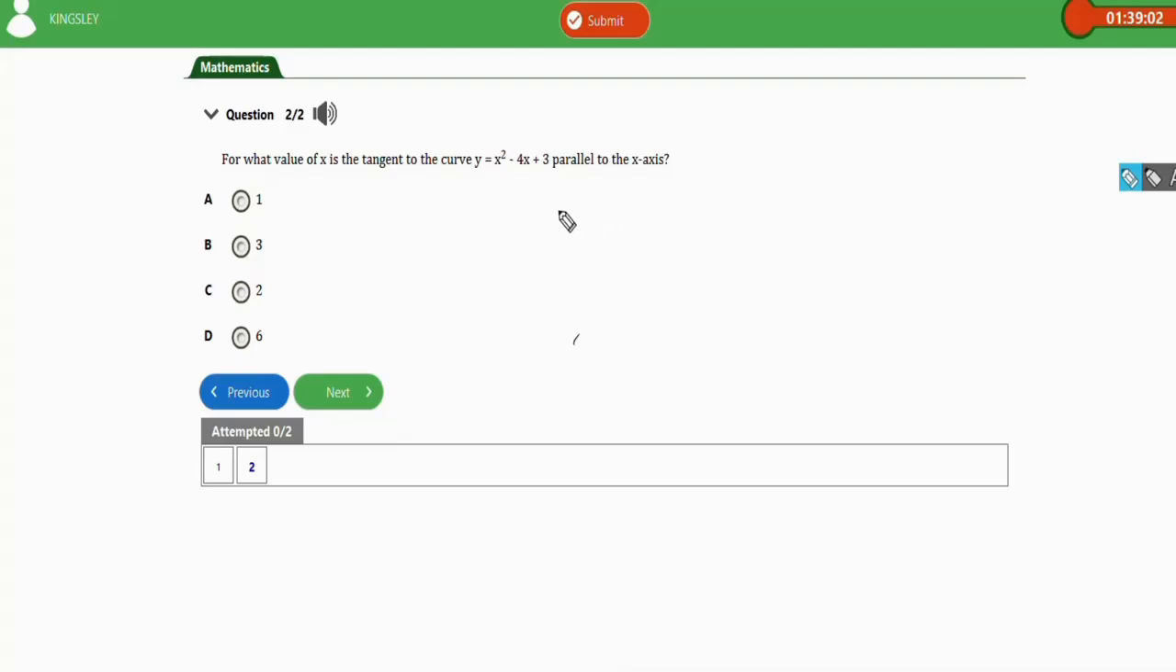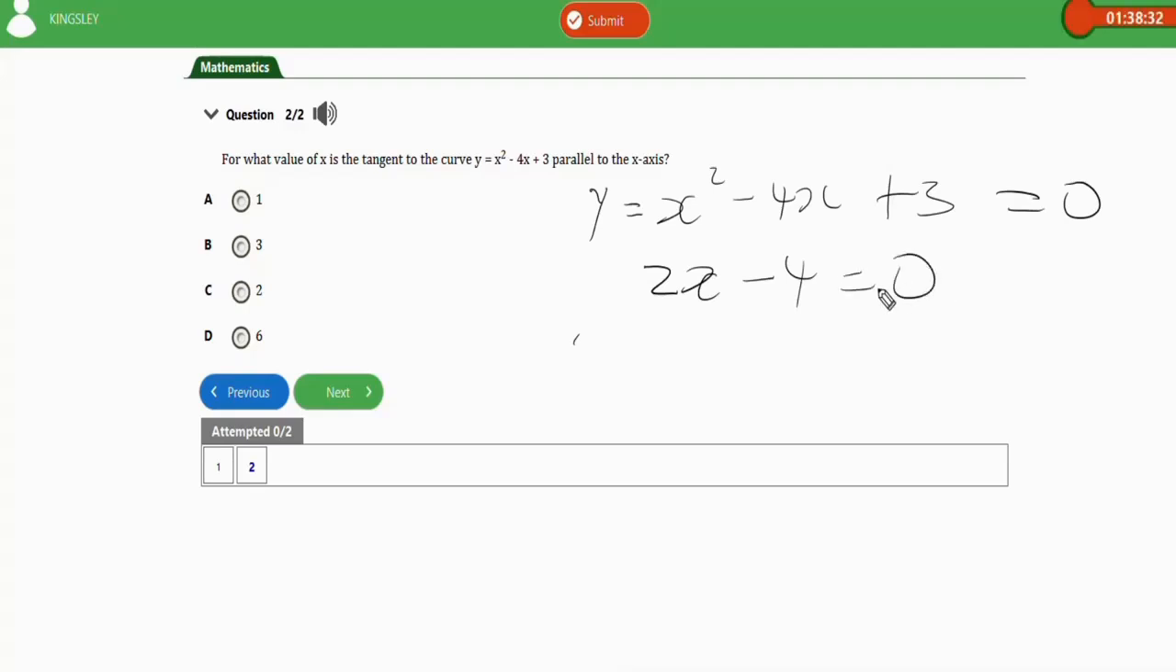So basically this function, we have y equals x squared minus 4x plus 3. We're going to equate it to 0. Alright, so when you want to find the slope of a function, basically you find the first derivative, that will give you the slope of the function. So when you differentiate this, you're going to have 2x minus 4 equals 0.